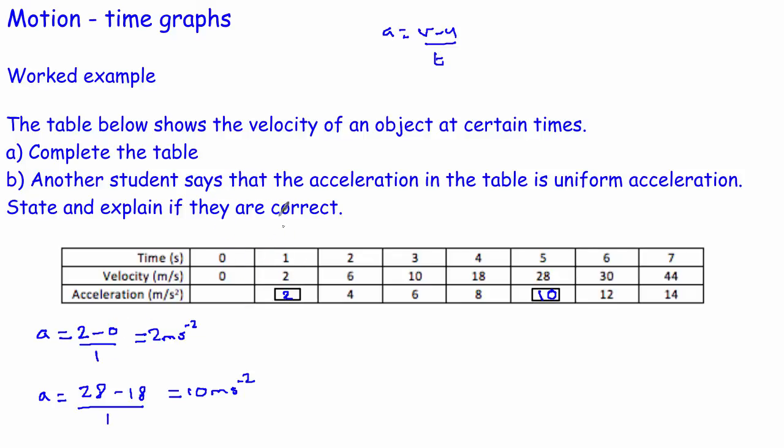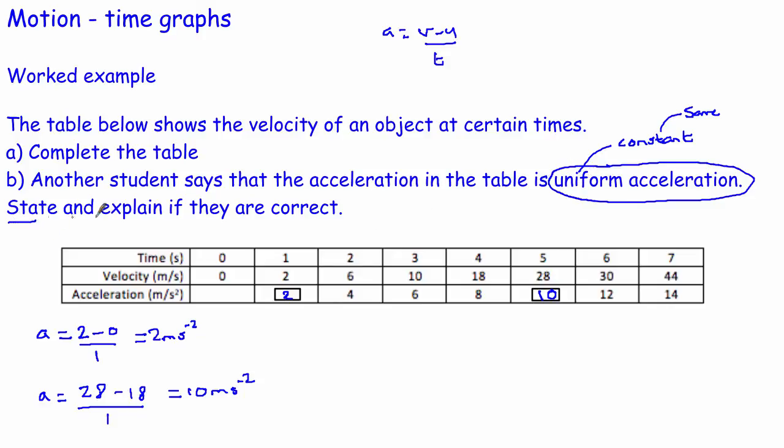So another student comes along and says, okay, your acceleration in your table is uniform acceleration. State and explain they're correct. For that, we need to know what uniform acceleration is. Basically, uniform acceleration is just another word for constant acceleration. Constant again basically just means stays the same. So if you have constant acceleration, it means that the acceleration is the same all the time. So this person is saying that the acceleration stays the same all the time. So state and explain.